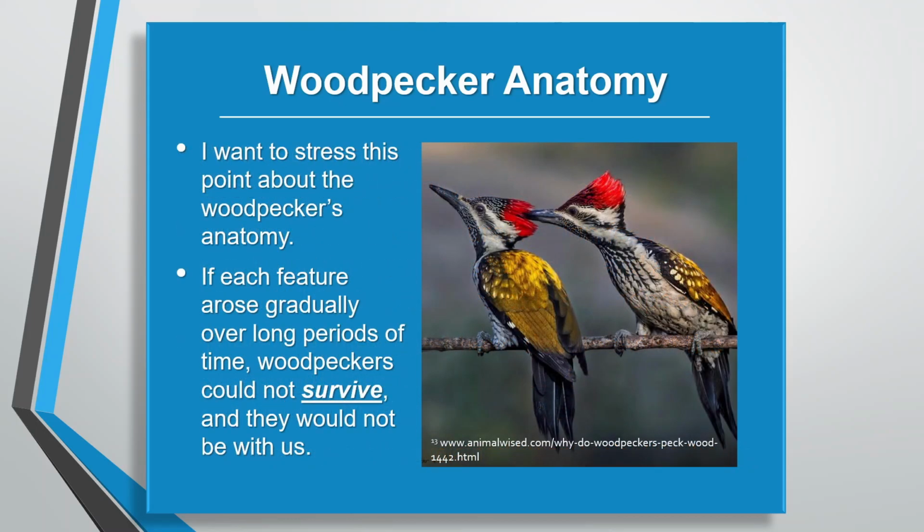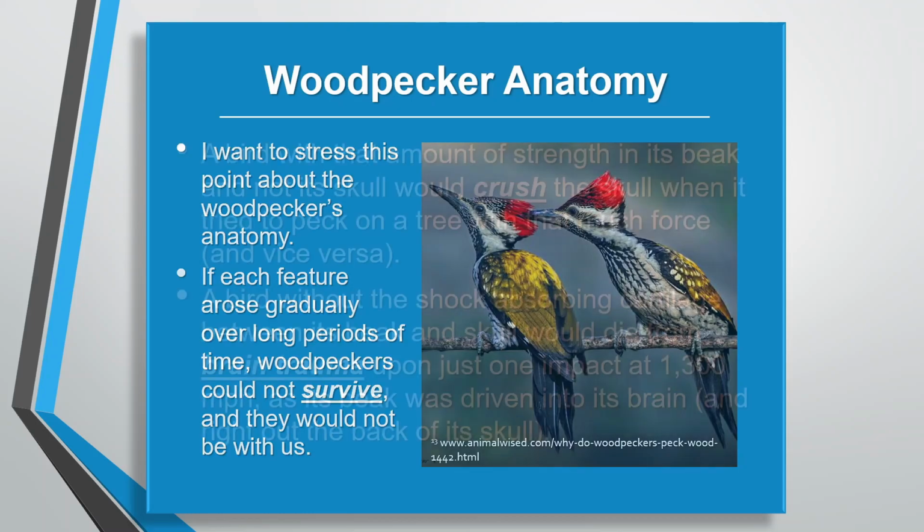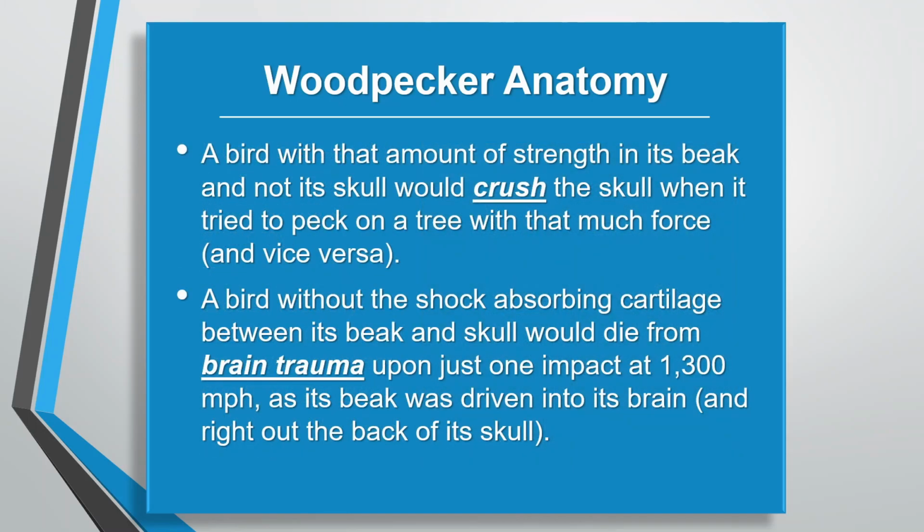And I want to stress this. I want you to think about the features of a woodpecker's anatomy for a moment. If each of them evolved gradually over long periods of time, woodpeckers could not survive, and they would no longer be with us. A bird with that amount of strength in its beak and not in its skull would crush the skull when it tried to peck on a tree with that much force, and vice versa.